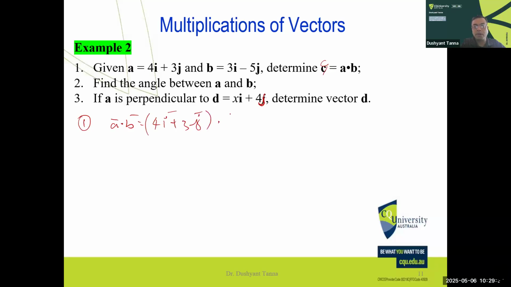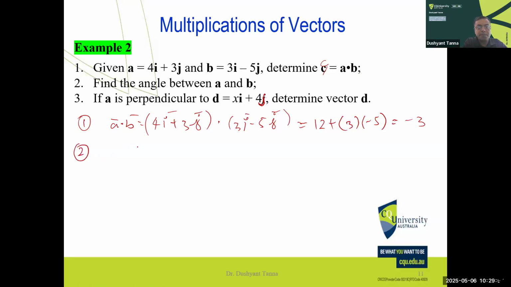All right, 3j dot 3i minus 5j, 4 times 3. Remember, ax, bx, so that's a 12. 3n minus 5. 12 minus 15 is minus 3. That's it. So the first one is minus 3.